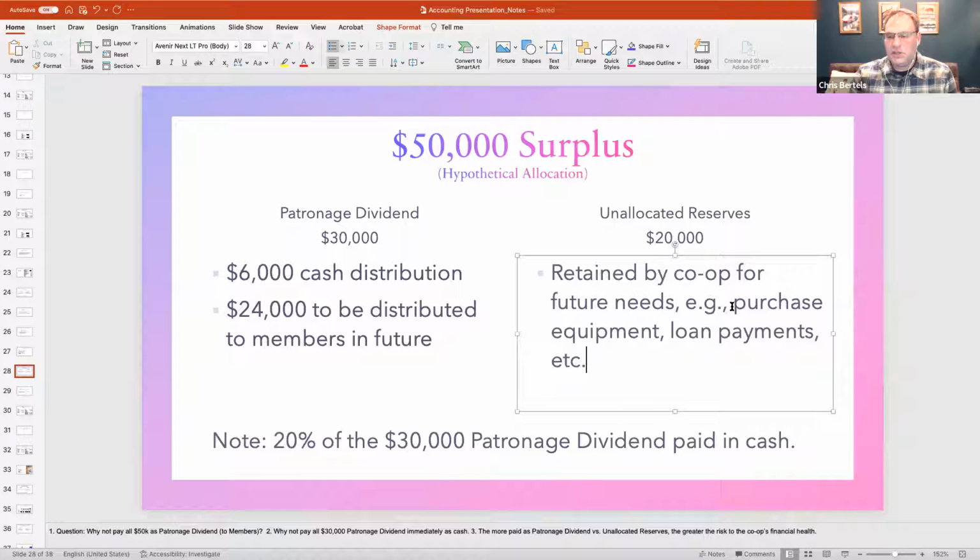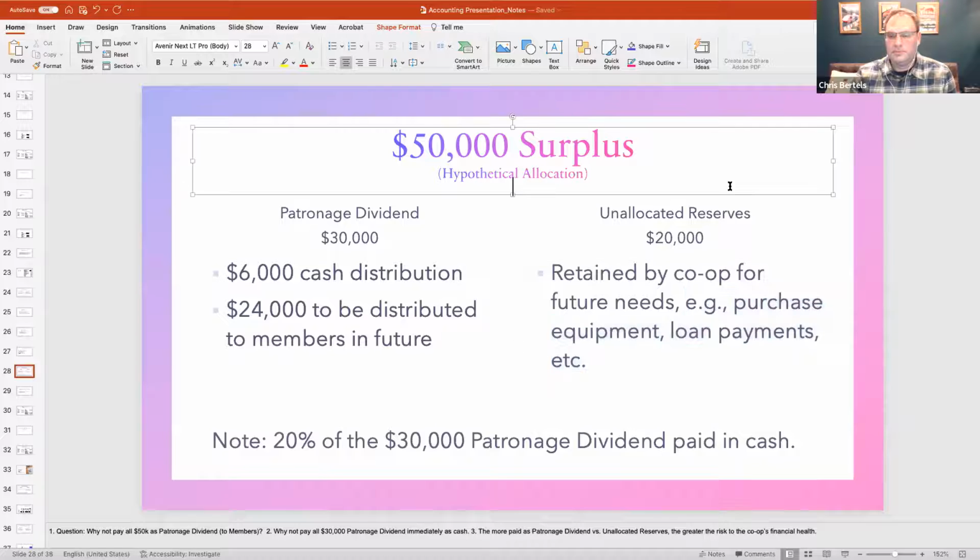And here's actually a really good reason why some of the surplus has to be retained by the co-op and cannot go to the members: the co-op has cash needs in the future. It has to buy equipment. The oven's going to break down eventually. You have loan payments. So it's basically for the future cash needs of the co-op.